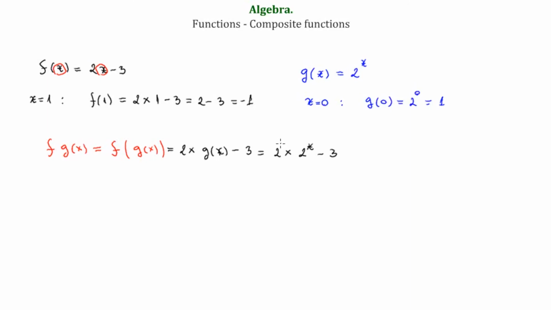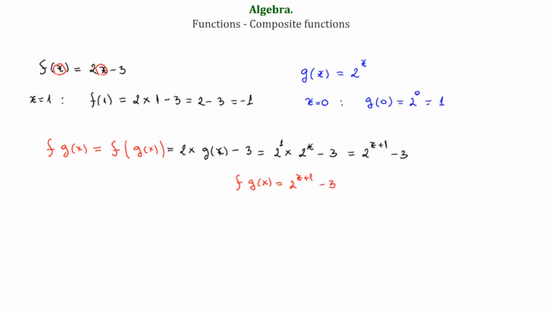If we use indices, then we have 2 to the power of 1 times 2 to the power of x, which means that we would get 2 to the power of x plus 1, minus 3. So there we have it then, the composite of f and g. fg of x is equal to 2 to the power of x plus 1, minus 3.